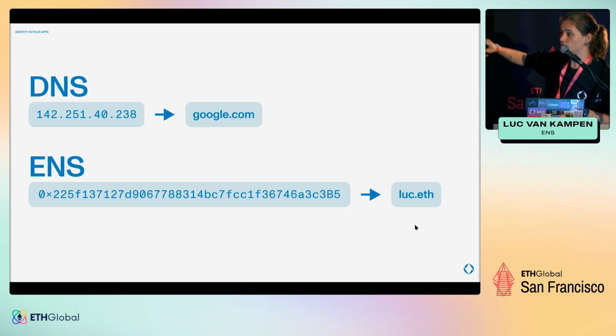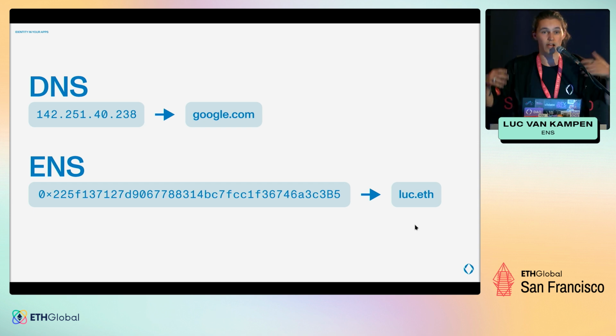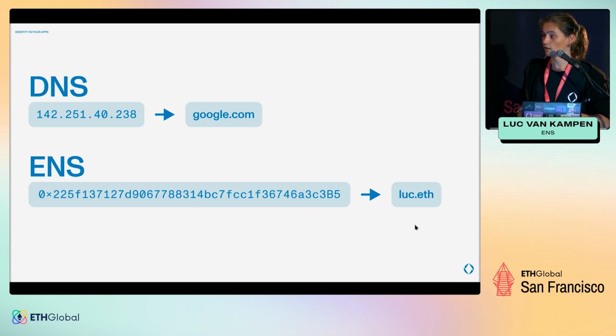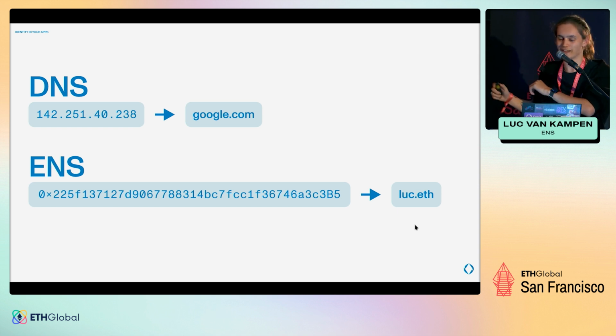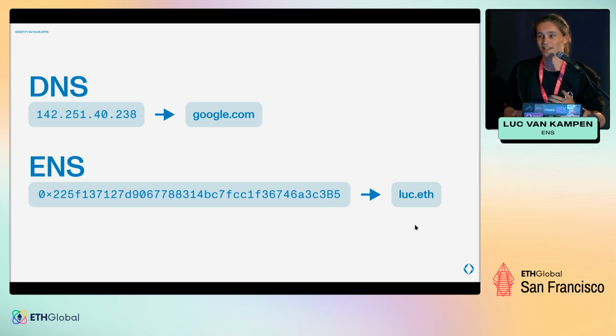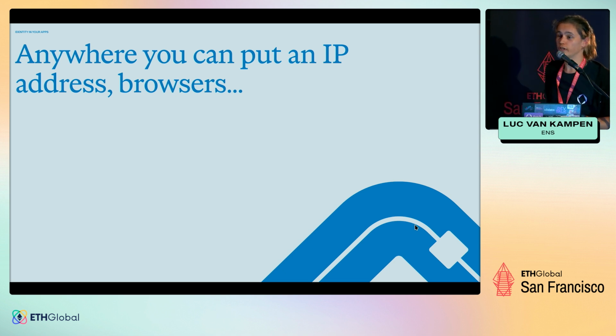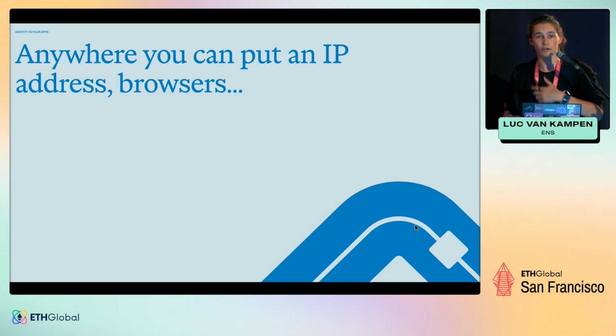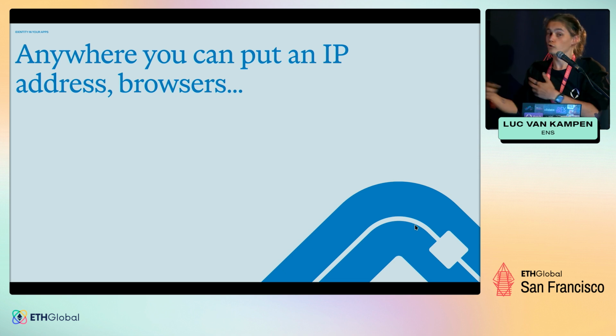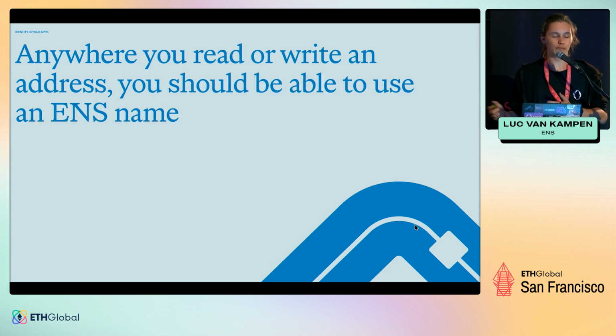In the same way that DNS allows us to turn IP addresses into domain names, ENS allows us to take hexadecimal addresses and Bitcoin addresses and any form of formatable address into a regular name. So anywhere you can put an IP address, like in a browser, you can put a DNS domain name, and for the same reason, anywhere you can read or write an address, you should be able to put an ENS name.